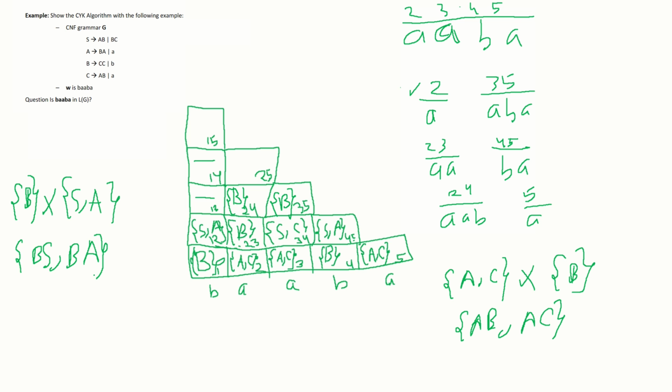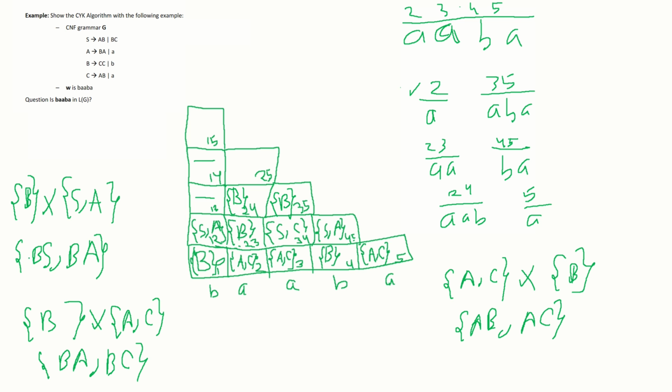Now we still have one combination left, which is from position 2 to 4 and 5. From position 2 to 4 we can see in the second column of our third row that position 2 to 4 can be generated from B, and position 5 can be generated from AC, the last column of our first row. The cross product will give us BA, BC, right? Now we need to check whether these productions are in my grammar or not.